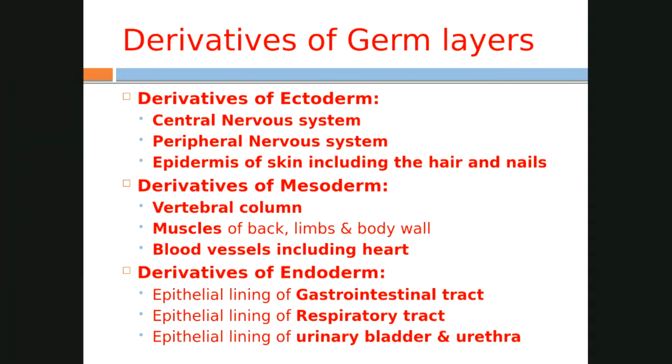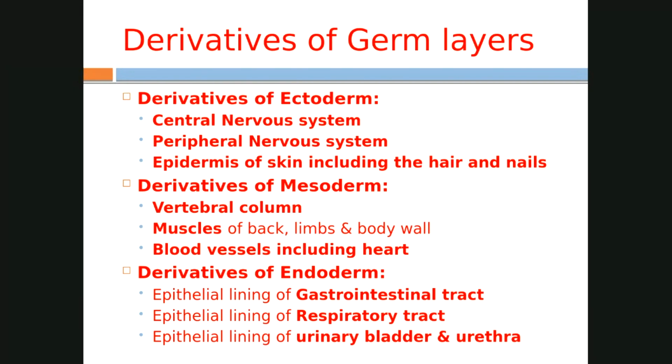Nervous system develops from what? Ectoderm, mesoderm, or endoderm? Ectoderm. So epithelial lining of GIT develops from ectoderm, mesoderm, or endoderm? Endoderm. So you understand that you should know which system develops from which germ layer, and which germ layer gives rise to which different system.